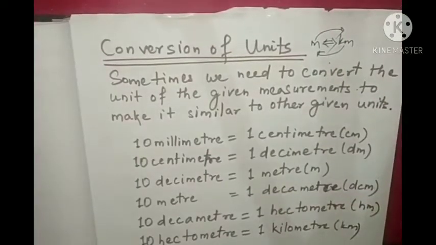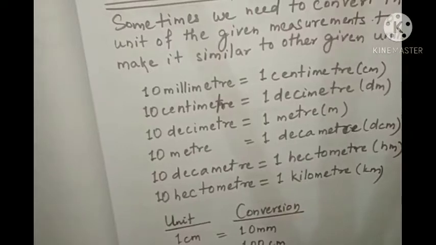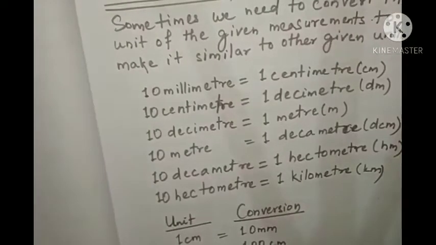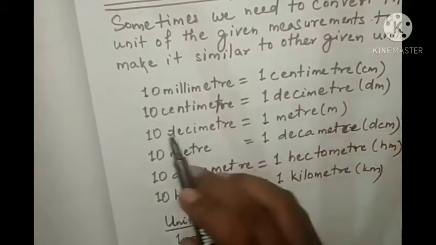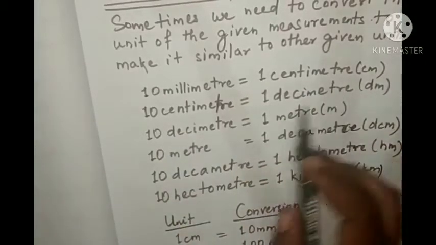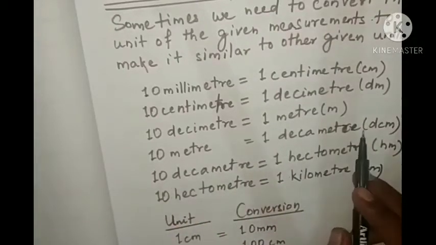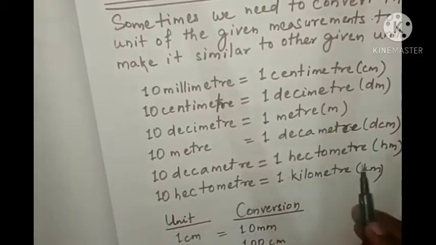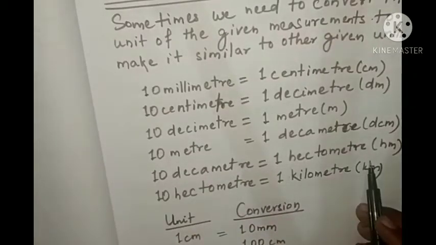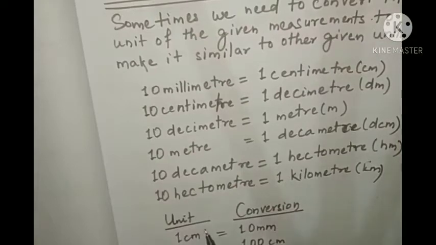You have read about this formula before, so I am repeating it again. 10 millimeter equal to 1 centimeter, 10 centimeter equal to 1 decimeter, 10 decimeter equal to 1 meter, 10 meter equal to 1 decameter, 10 decameter equal to 1 hectometer, and 10 hectometer equal to 1 kilometer. By looking at this, we can see how we can convert the unit.